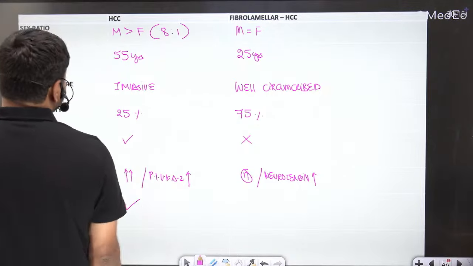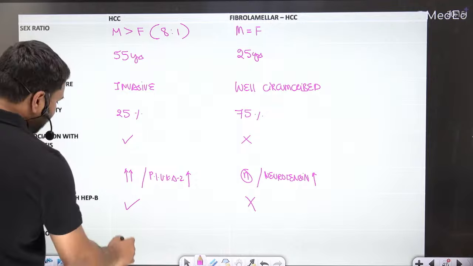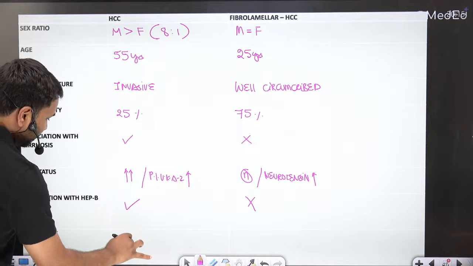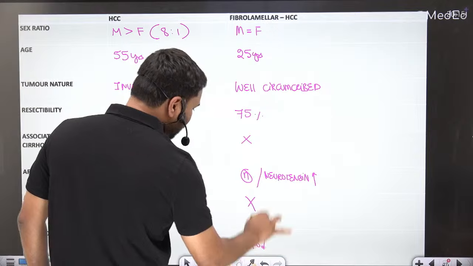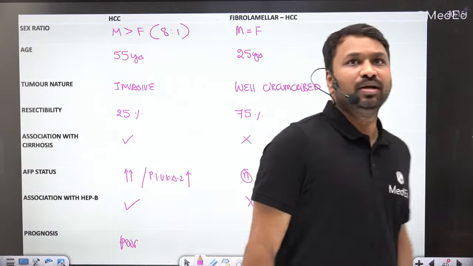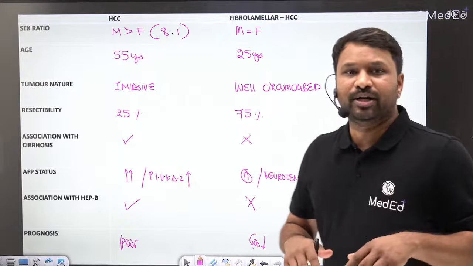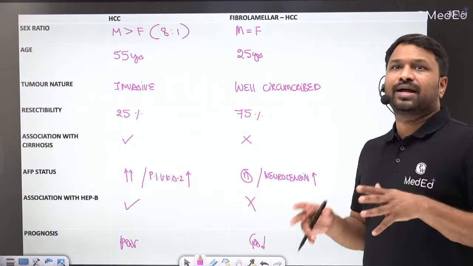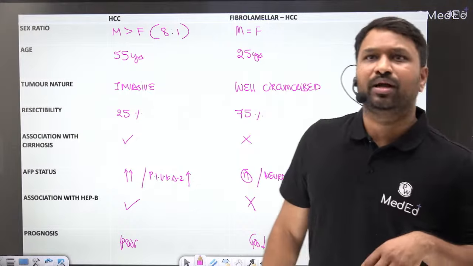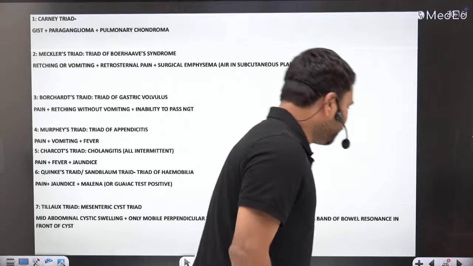Association with hepatitis B is there for HCC. There is no association or very minimal with the fibrolamellar variant. The prognosis for primary HCC is poor. The prognosis for the fibrolamellar variant is good. It is considered to be a good prognosis, right? So these are the components that you should be aware of in terms of your hepatocellular cancer and the fibrolamellar variant of HCC. Okay? Chalo. Moving down to the next component, right?